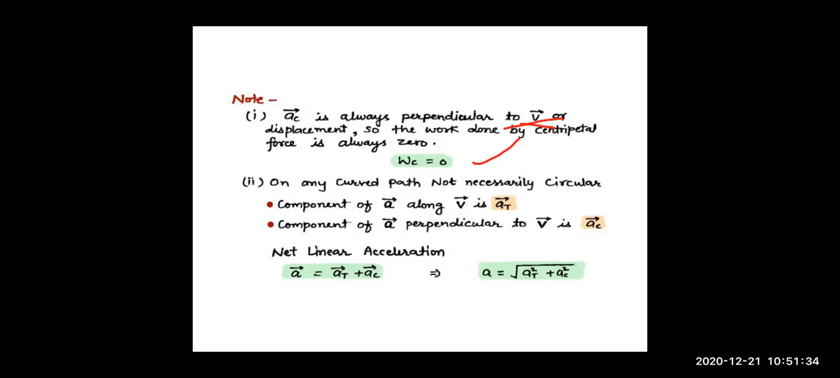Next, children, if a particle is moving on a curved path, then there are two components of acceleration. One is the tangential component, that is along the tangent, along velocity, and another is the perpendicular component, that is perpendicular to V, directed from the position of the particle towards the center of the circle, that is centripetal acceleration, right? So net linear acceleration is the sum of the tangential acceleration and the centripetal acceleration. And if we talk about magnitude, then it will be under root of AT square plus AC square.